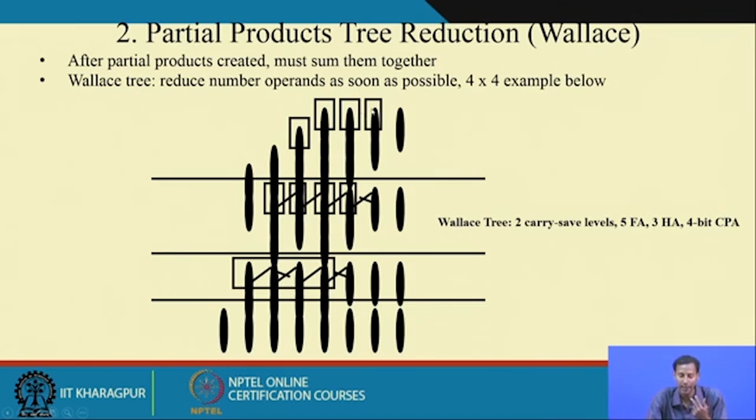Here you see, for 4 cross 4, I have to use 2 carry save levels, 5 full adder cells as well as 3 half adder cells, and a 4 bit carry propagate adder. This is the carry propagate adder, and these are the half adder and full adder cells. So, total 8 adder cells: 5 full adders and 3 half adders.